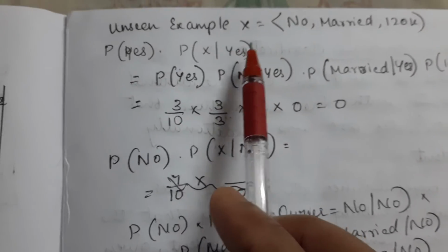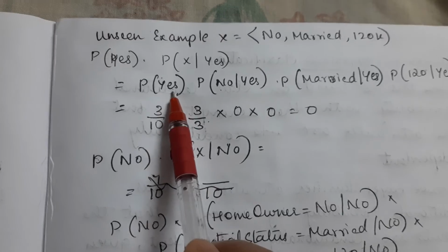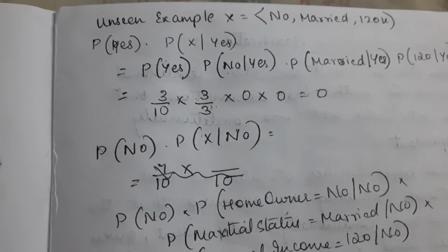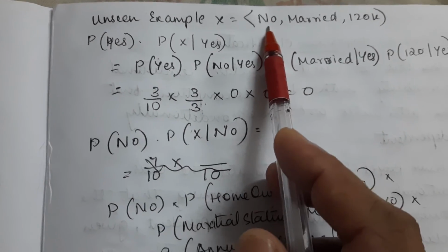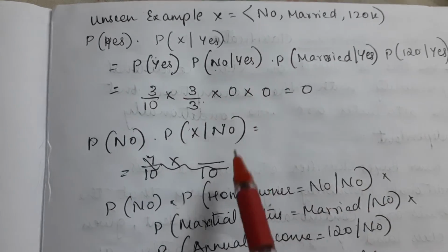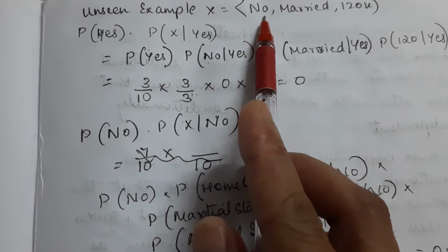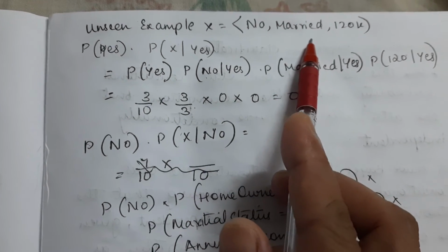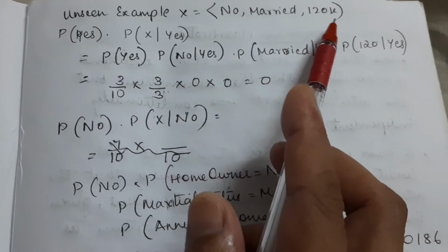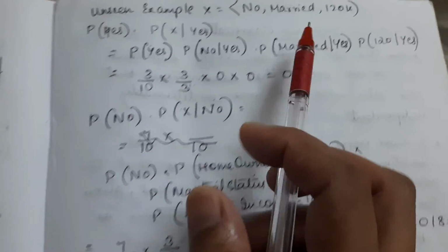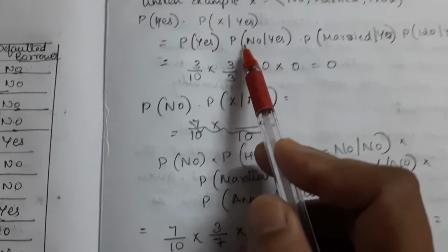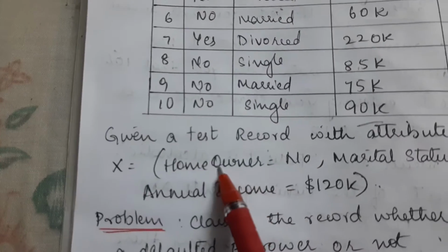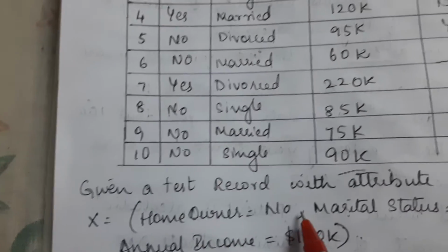Okay, so what is the formula now? Here the probability of yes I have found out. Probability of yes is 3 by 10. Then the data which is given to you: homeowner is equal to no, marital status is married, and annual income is 120k. So you are finding for the class yes. Look for homeowner is equal to no. That is the first step. Homeowner is equal to no for the class yes.